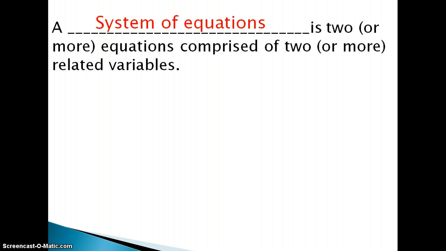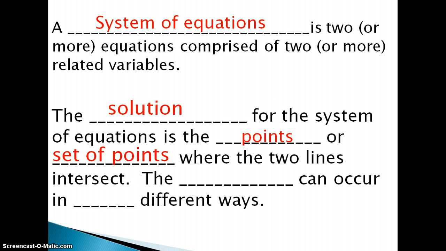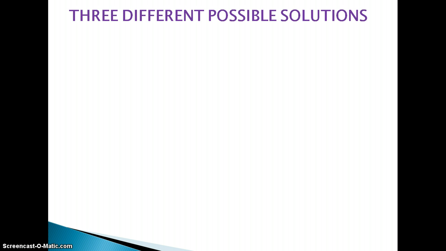A system of equations is two or more equations comprised of two or more related variables. The solution for the system of equations is the point or set of points where the two lines intersect. The intersection can occur in three different ways. So there are three different intersections that you can have. Let's look at these three different possible solutions.